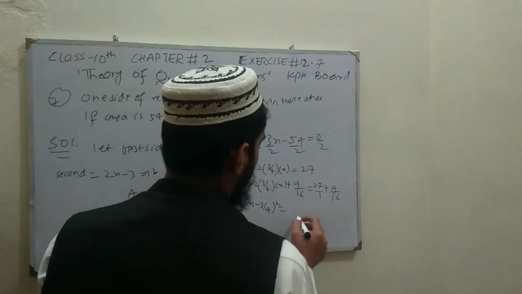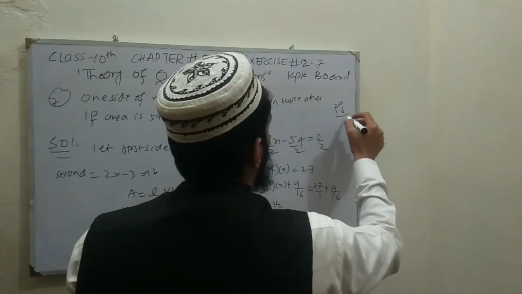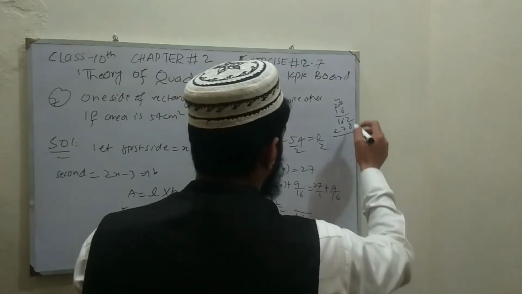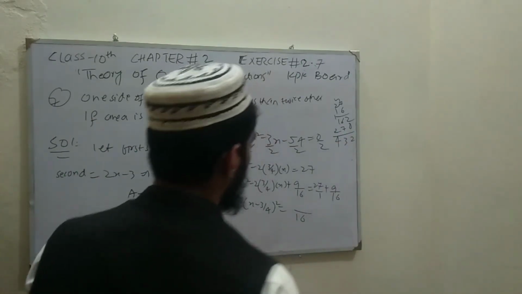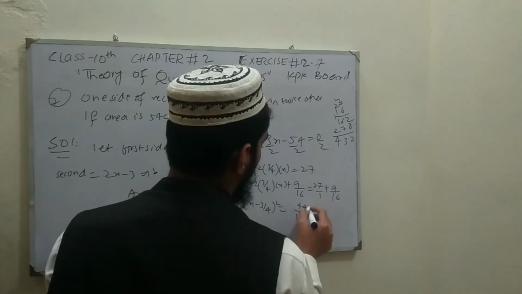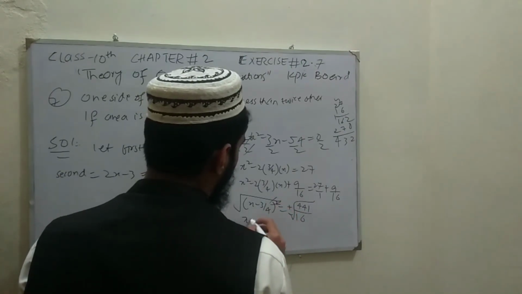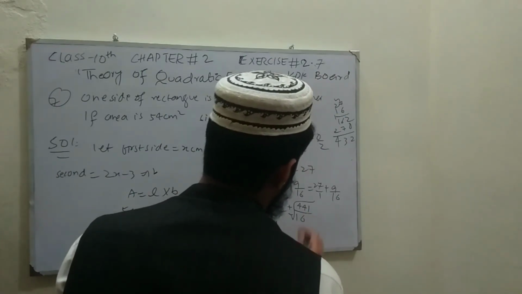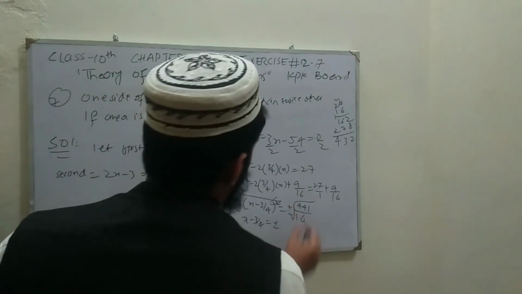Using LCM here, so 16 multiply with 27 gives 432, plus 9 gives us 441. Taking under root to both sides, plus minus, so x minus 3 over 4 is equal to plus minus. So checking for 441, which value can we multiply by itself to give 441?